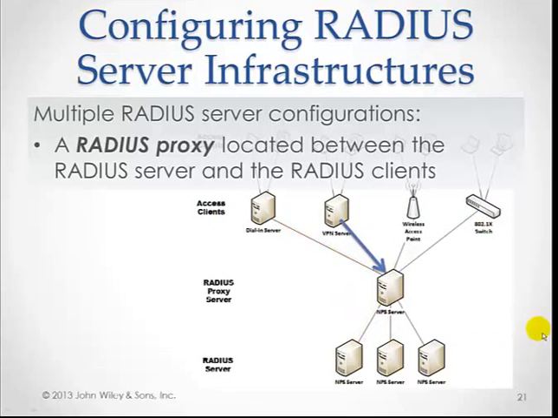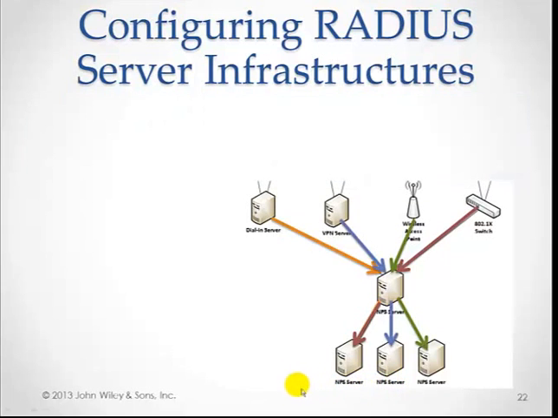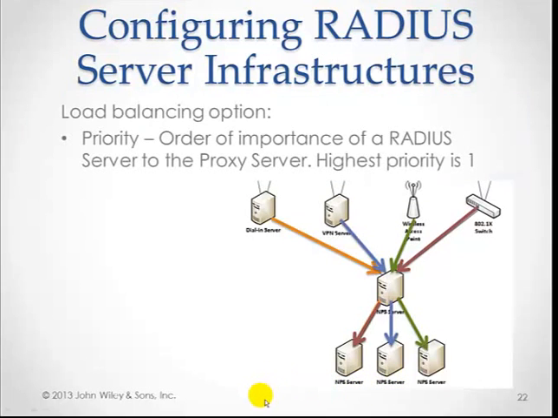So we can make connections from each of these devices, and each of our NPS servers can take turns responding to these connection requests. We can provide a load balancing option. That's when you can prioritize. So we can set an order of importance of a radius server to the proxy server. Now the highest priority is 1. So if we set them all at 1, we can balance the load, and each one of these NPS servers will receive a request in turn.